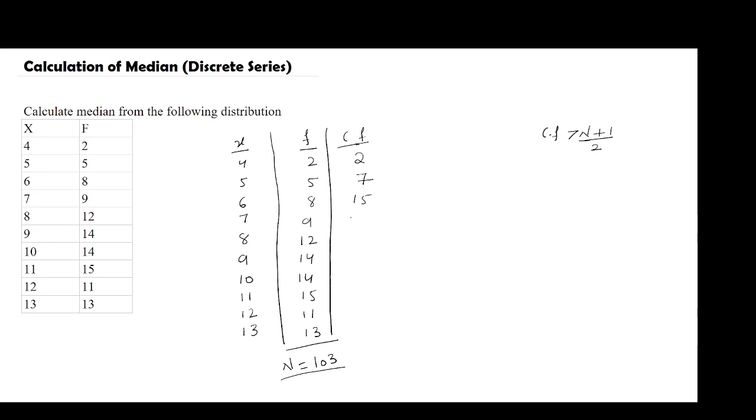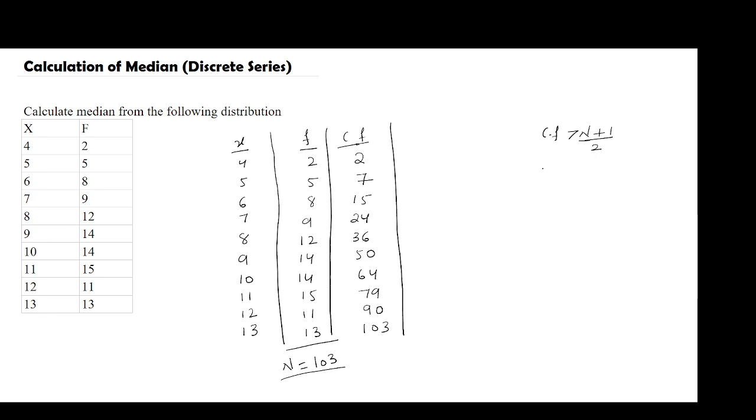15 plus 9 is 24. 24 plus 12 is 36. 36 plus 14 is 50. 50 plus 14 is 64. 64 plus 15 is 79. 79 plus 11 is 90. 90 plus 13 is 103. So the last value of the cumulative frequency gives the total frequency value, that is capital N value. Okay, that is also a clue.